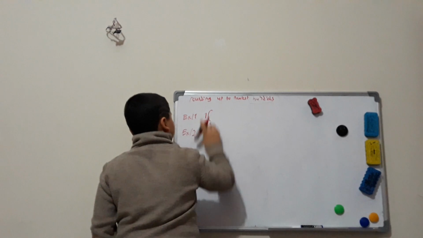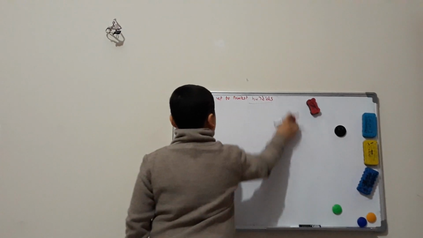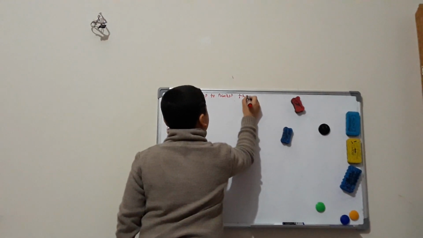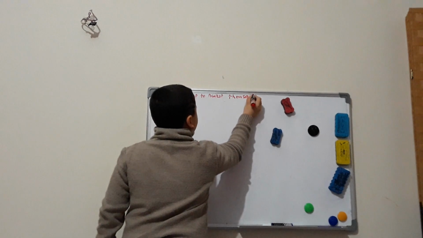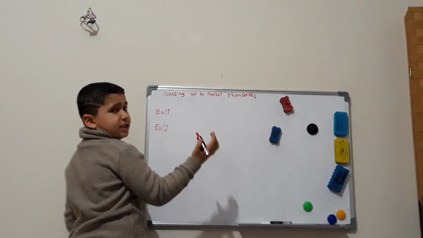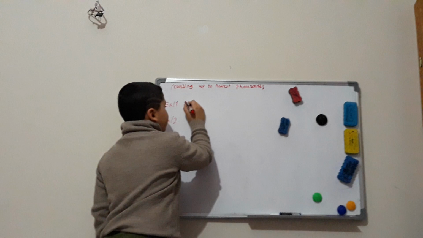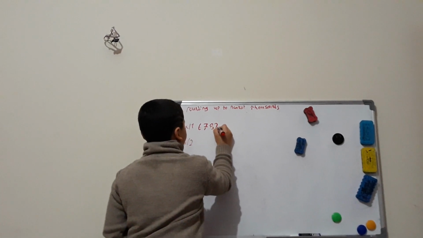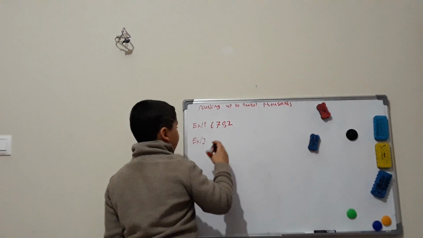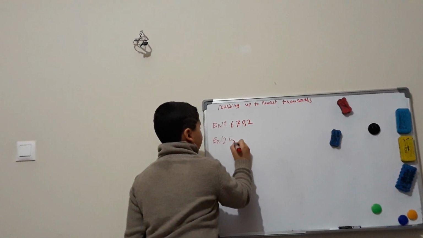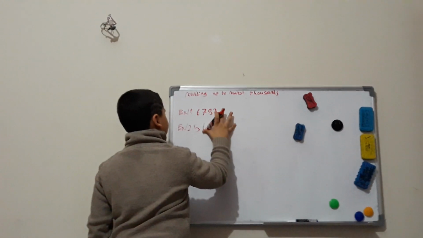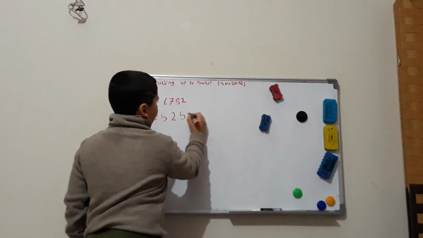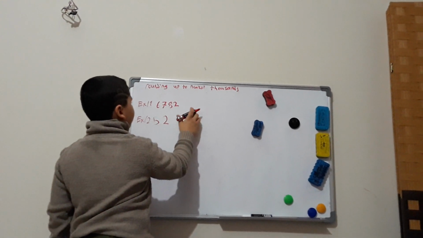My next example is rounding to thousands, the nearest thousand. My first example is 6,782. My second example is 5,268.